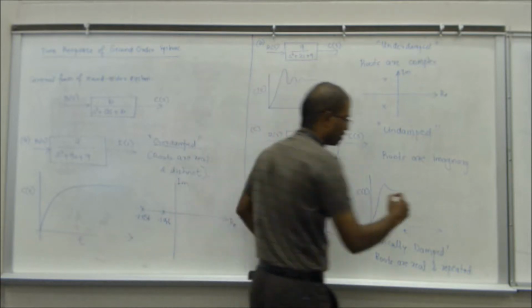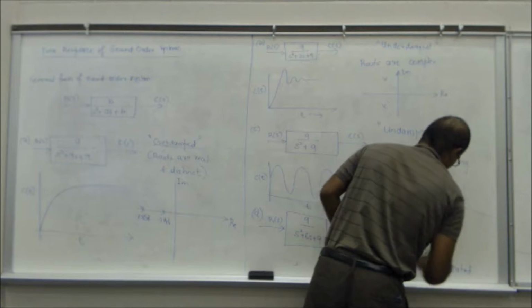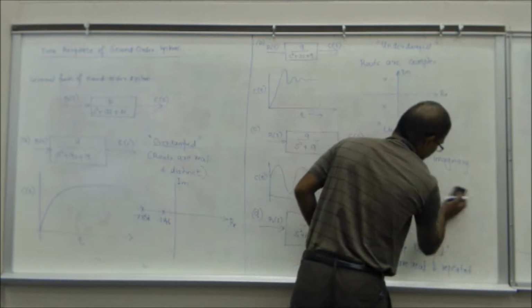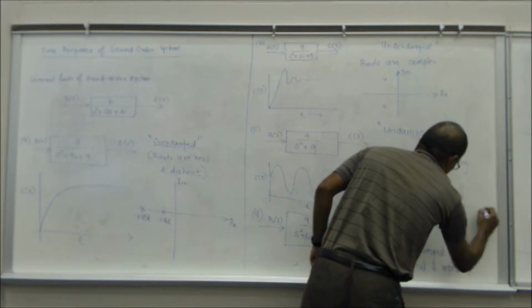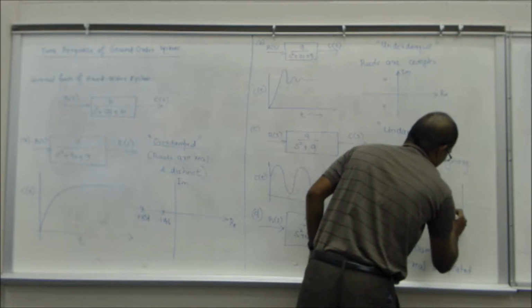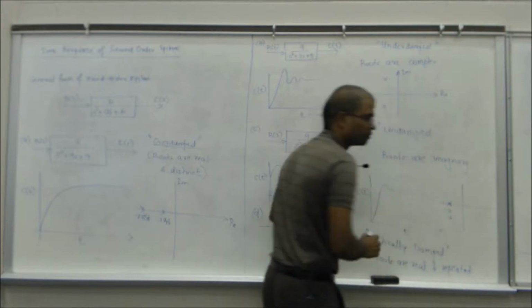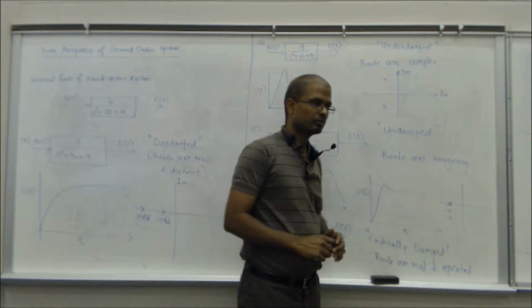Okay, and if you plot this on an S-plane, you have this, and you'll have another root over there itself. So minus 3, minus 3. The two roots are at the same point.